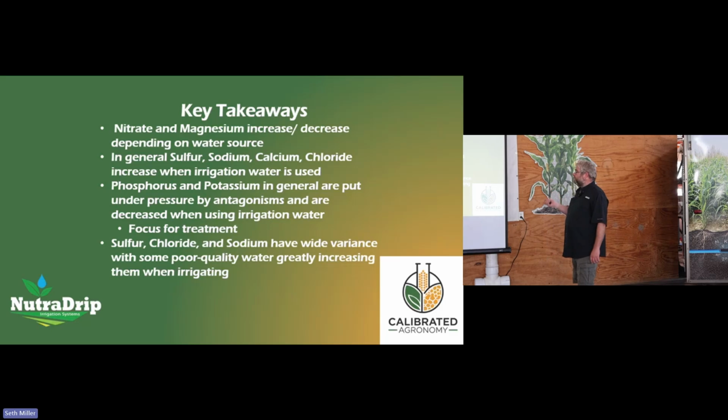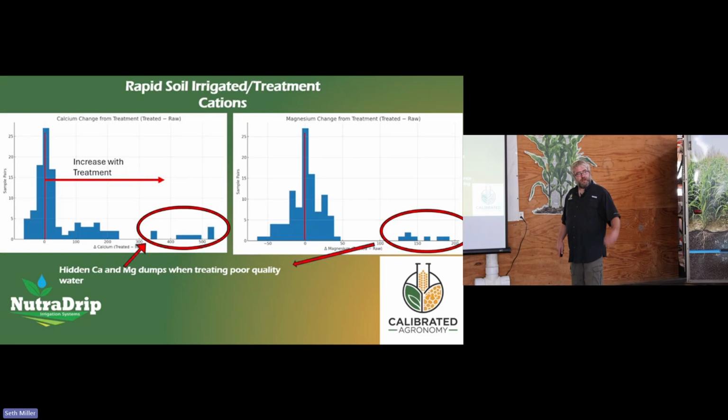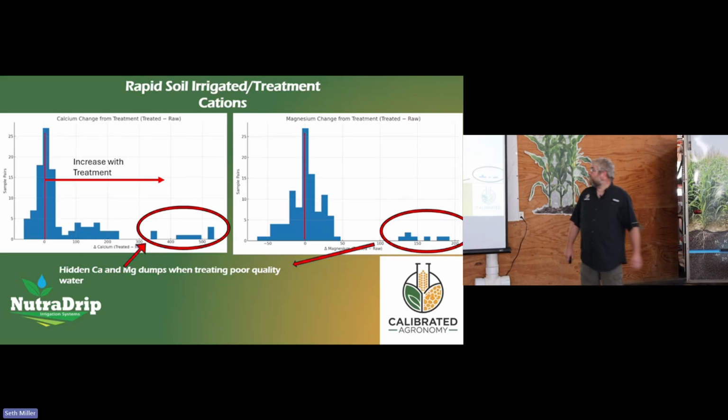Phosphorus and potassium are usually under pressure, and that's where we've kind of focused our treatment. It's a good spot to start, just in general. And then sulfur, chloride, sodium, they have this wide variance. And then we get into these really poor quality waters, and then we'll see some of them go up really large increases in that. So they're pretty tied to water quality, as I think we're finding. The next step after that is now we look at what does a treatment do? And we've got over 100 of these too.